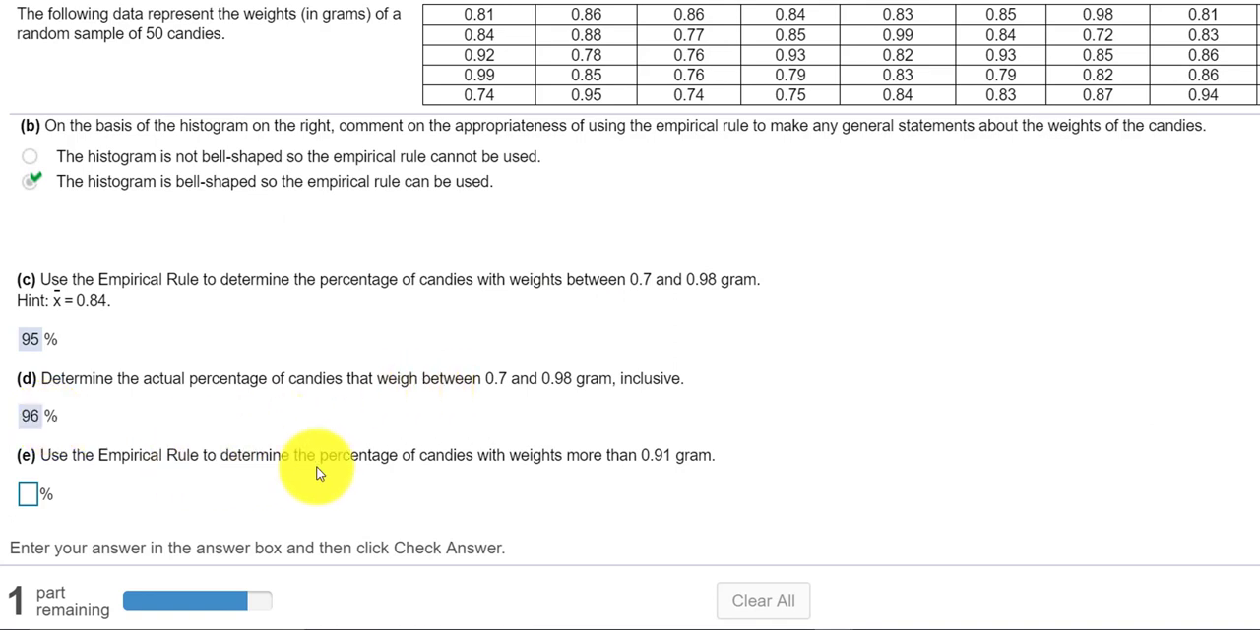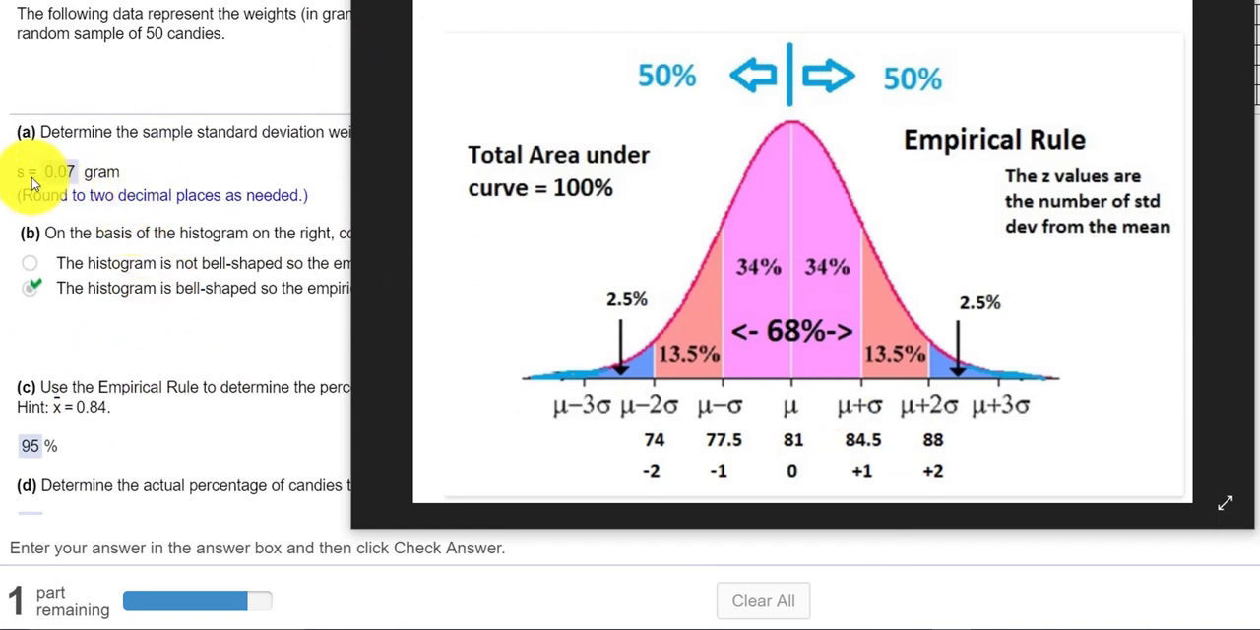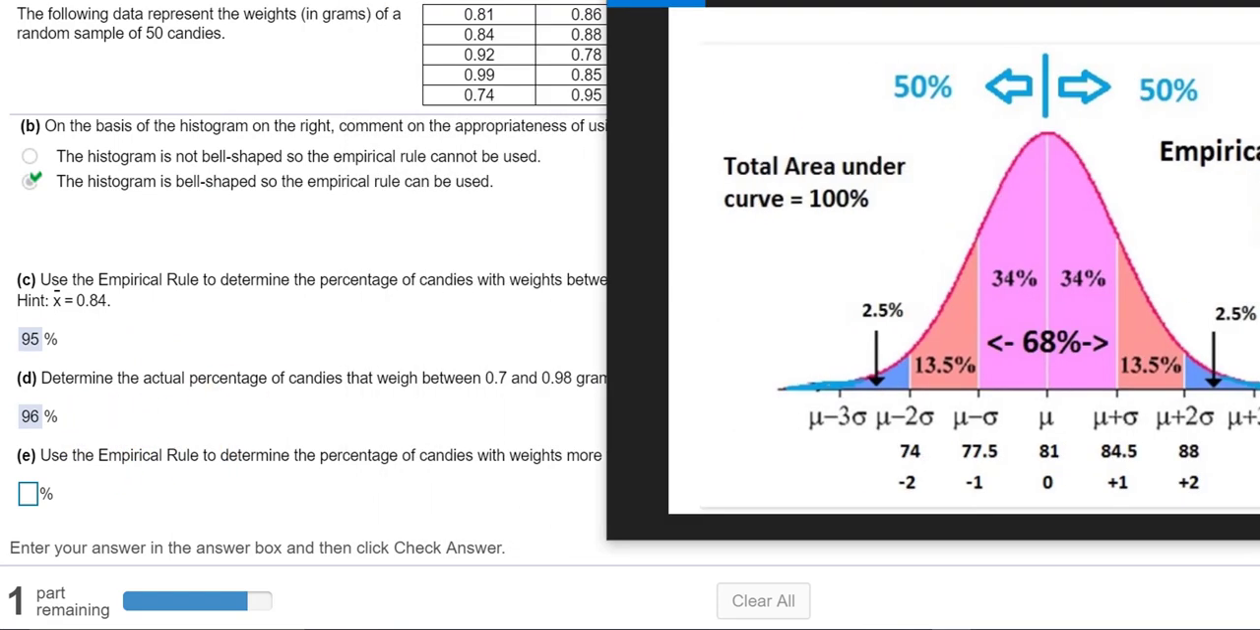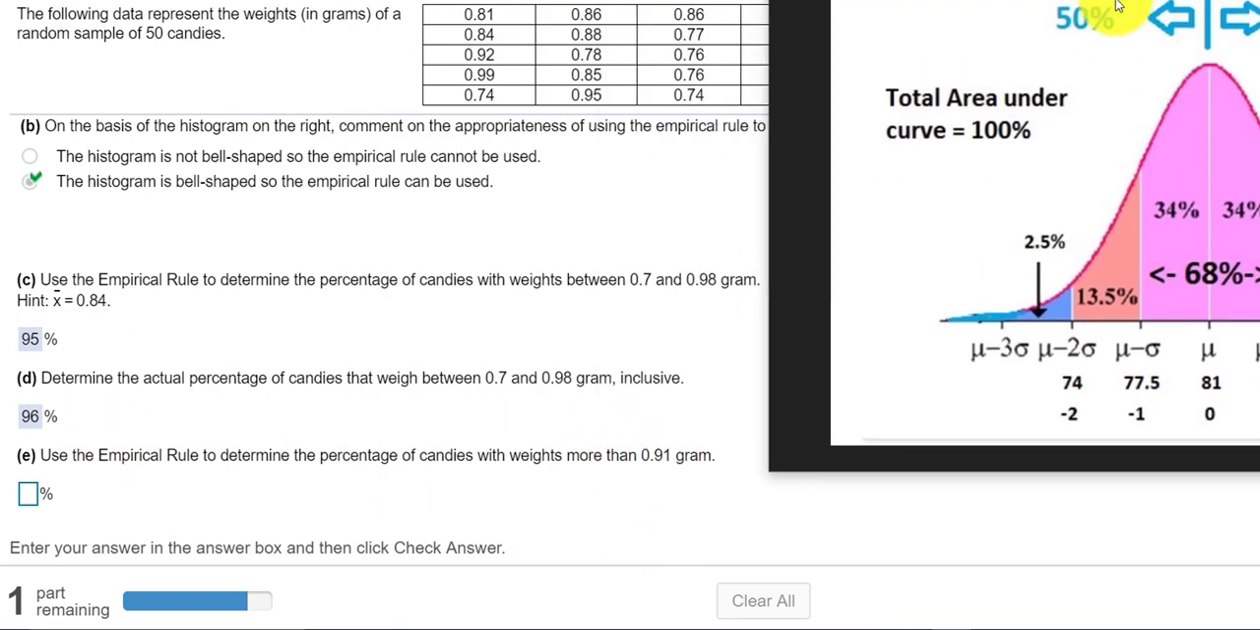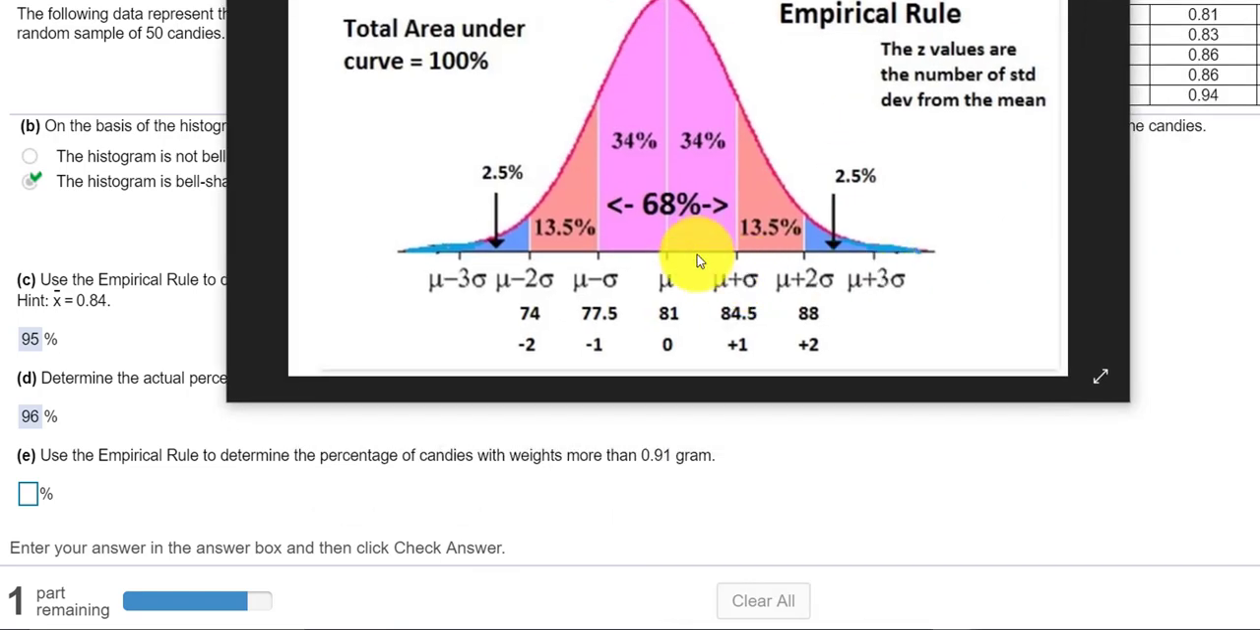Okay, so now it says, determine the percentage of candies with weights more than 91%. So I have to bring back my chart here. So 91% is 1 standard deviation away, because remember, my standard deviation was 0.07, my mean was 0.84. So 0.84 plus 0.07 is 0.91 grams. So 1 standard deviation. I want to know how many of my candies are greater than 1 standard deviation away. So that would be the 13.5 plus the 2.5.